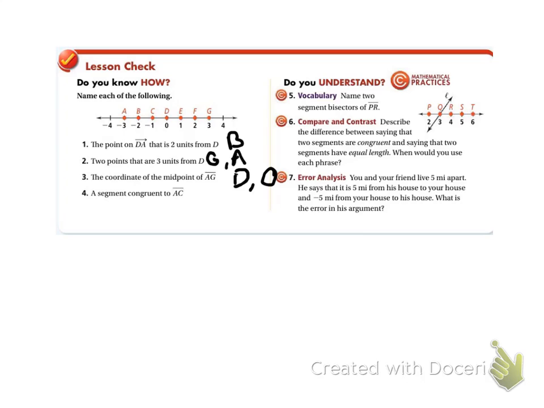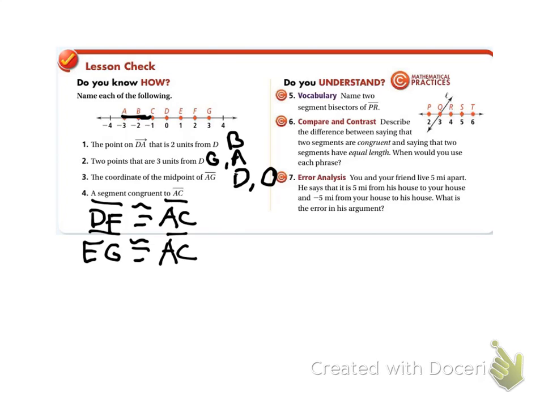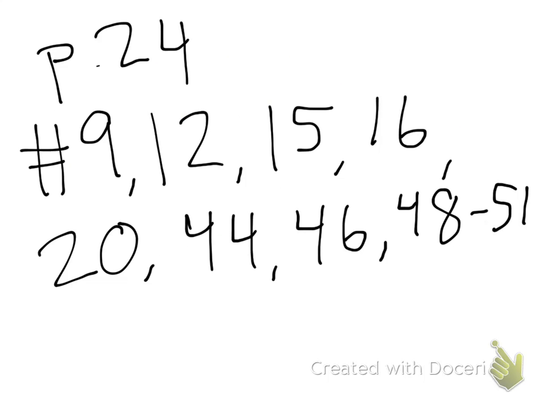And then for a segment congruent to AC. AC is 2 segments, so I could choose any segment that's 2 long. So DF is congruent to AC. I could also say EG is congruent to AC. And there's a lot of other options, but there we go. There's your homework.